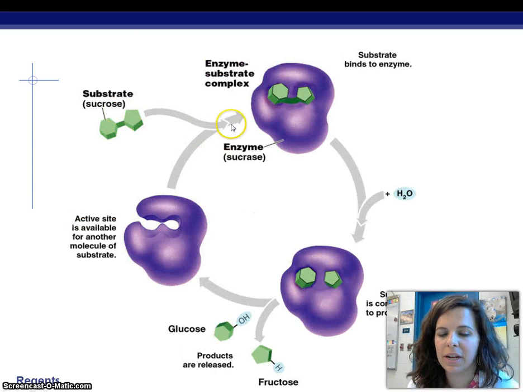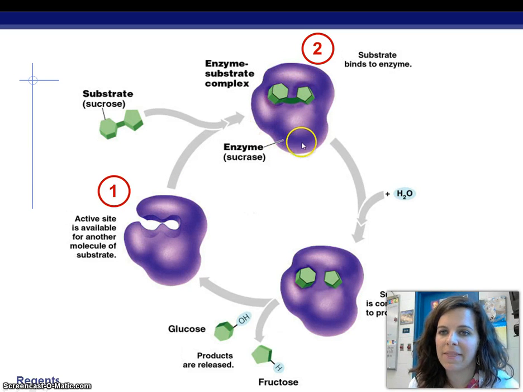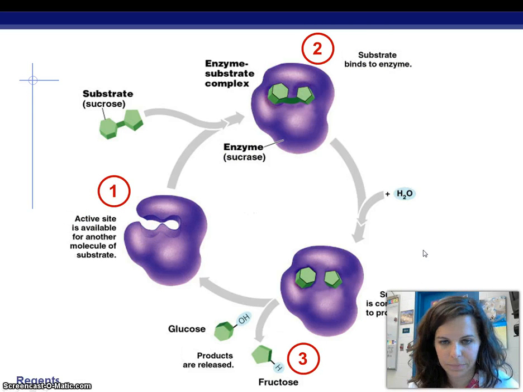So once again, we have the substrate. The substrate goes into the active site here. The enzyme is going to break down the substrate into two separate products. The substrate will leave, and we have our enzyme ready to go for another molecule. So we have 1, our active site is available for another molecule of the substrate. 2, the substrate has entered the enzyme at the active site. And 3, the substrate is converted to products. So you can write here, substrate binds to enzyme, and substrate is converted to products. Those are the steps.